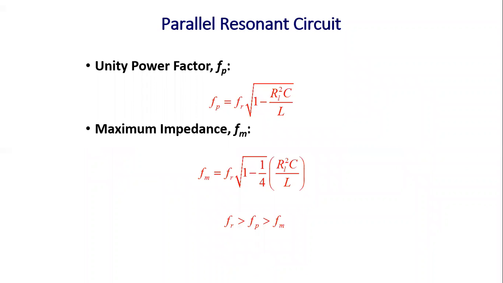What will be the case in the parallel resonance circuitry? How can you find the power factor at a particular frequency? At that time, the parallel resonance frequency will be the resonance frequency times the root of 1 minus R squared C divided by L. How can I get the maximum impedance? How can we get the maximum impedance, concentrating on the resonant frequency along with it? These are the derived formula expressions. In short, the resonant frequency is greater than this: the power factor frequency as well as the maximum impedance frequency.